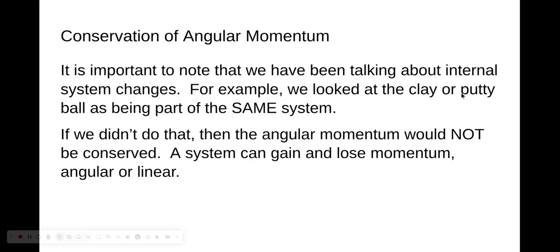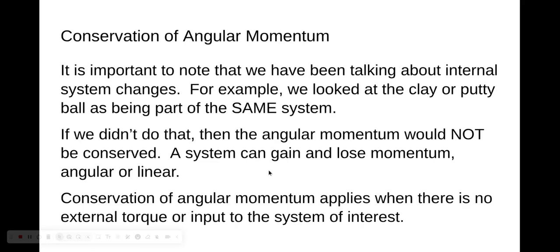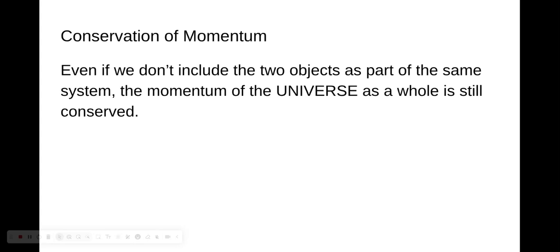If you assume that the putty or the clay ball in the example before was part of a different system, then the angular momentum of the disk would change. Systems can gain or lose momentum, whether it's angular or linear. They just have to get it from another object or system. So conservation of angular momentum applies when there's no external torque or input to the system of interest.